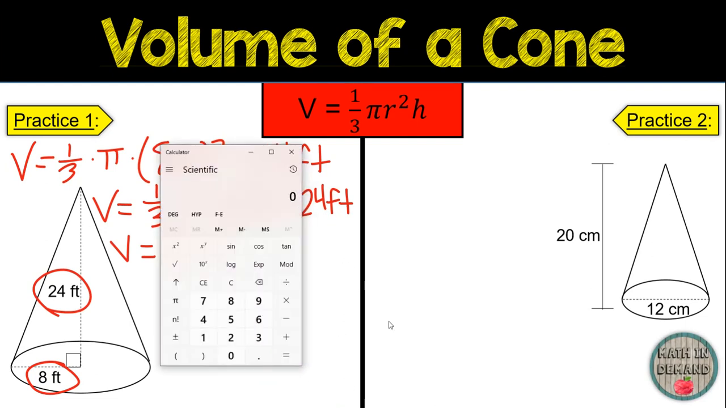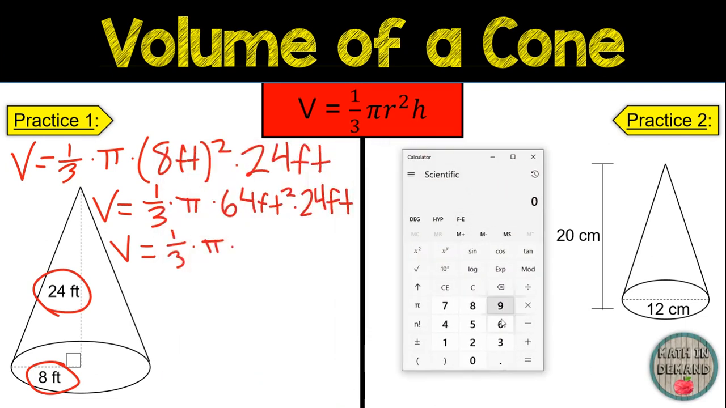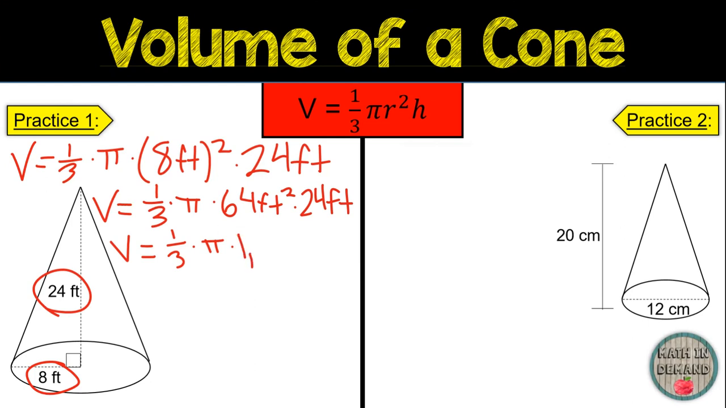I'm going to get a calculator. And I'm going to do 64 times 24. I get 1,536. So I'm going to write 1,536 feet to the third power. I know this because feet squared times feet will give me feet to the third power. All right, I'm going to continue to simplify.